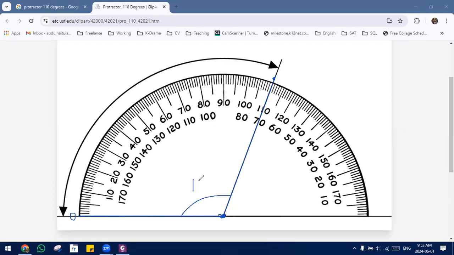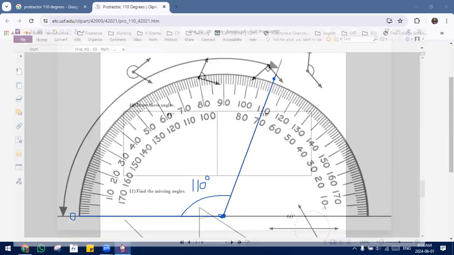How much? 110 degrees. So careful, when I say 110, it's an obtuse angle, okay? So if you draw something by mistake, like this, for example, here, you know that this is acute, so it's wrong. It should be on the other side. So 110 is an obtuse angle. Okay, now let's go back.